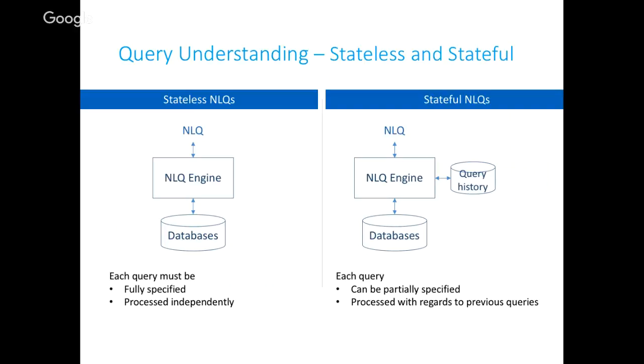So think about, you can issue a query like, who wrote Gone with the Wind? Then the system returns an answer, then you can say, what about another book name? So you can ask those kinds of follow-up questions. Obviously, it's more natural to have stateful NLQ, but we will see there are also a lot of challenges in doing so.